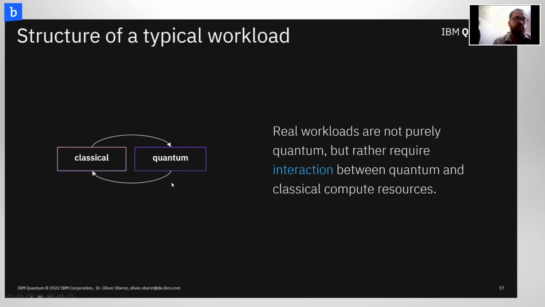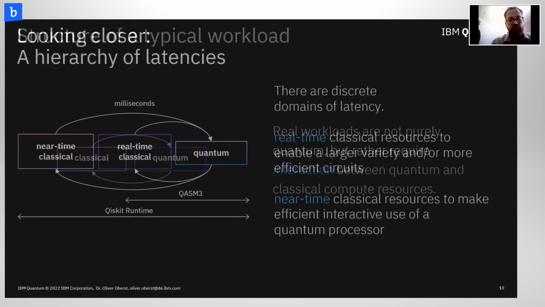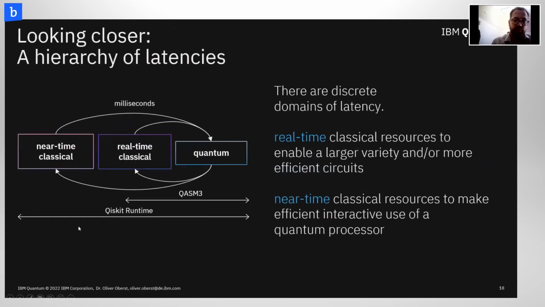To bring HPC and quantum together. In the end, what counts for the researcher is the runtime of the full application, meaning the classical part plus the quantum part, and so on and so forth. So this is also something you have to keep in mind, and it's a very hot topic to bring this together.